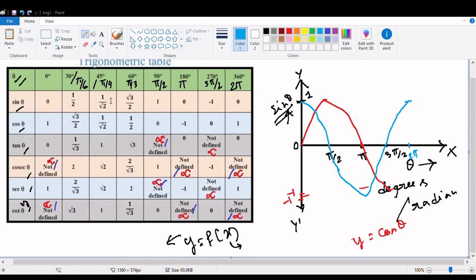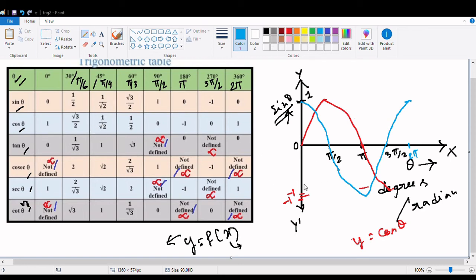So if I want to plot y equals sin x, how will that look? Likewise, I am saying that this is the graph of sin x. It will start with 0, it will achieve the value 1 at 90, and then again 0 at pi.